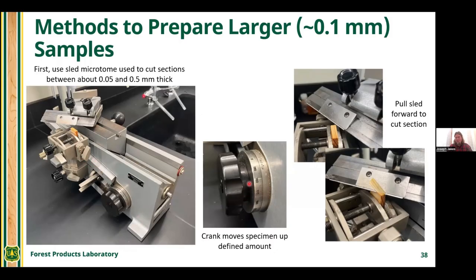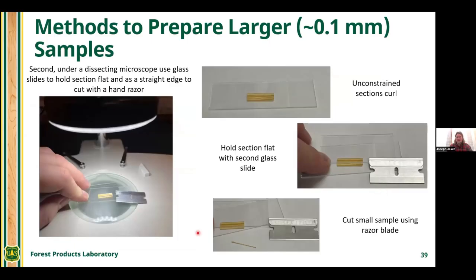One click of the crank is 1 micron. So if you do 100 clicks, that moves the specimen up 100 microns. And then once it's in place, you just pull the sled forward to actually cut the section. So you have a section that's whatever thickness you want. I think this one was 100 microns.